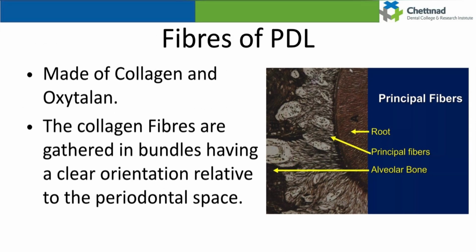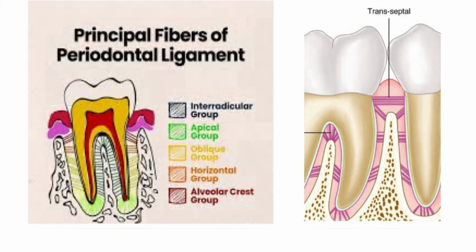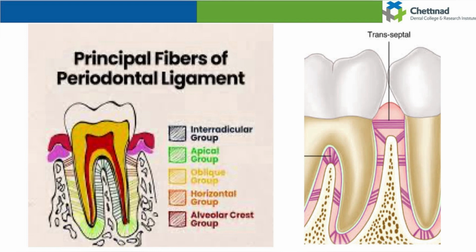The fibers of the PDL are made of collagen and oxytalan. The collagen fibers are gathered in bundles having a clear orientation relative to the periodontal space, as seen in the image. So what are the principal fibers of the periodontal ligament? These are of 5 groups. Let's look at each one of them.